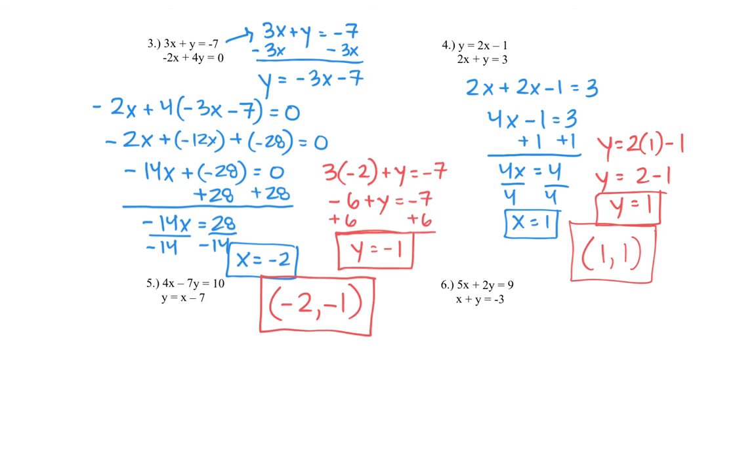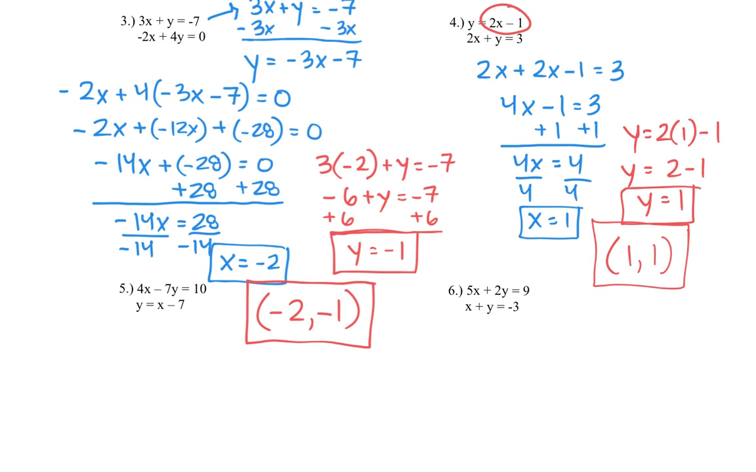And then on the second one, in the first equation, y was already by itself, so that was great. I just went ahead and took that 2x minus 1 and plugged it in for y in the second equation, substituted it in, solved for x and then for y, and got the ordered pair 1 comma 1.